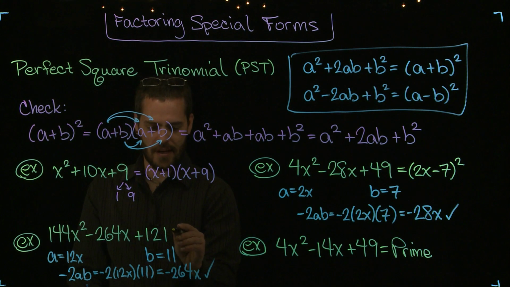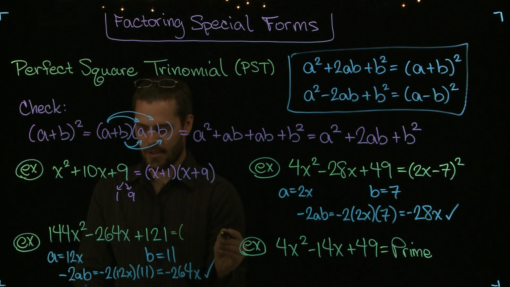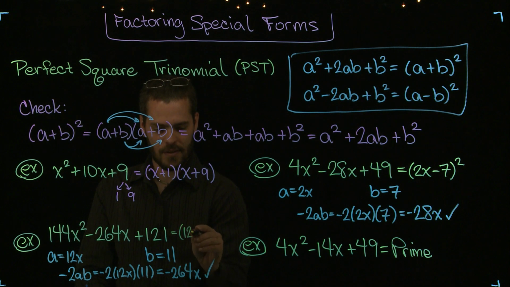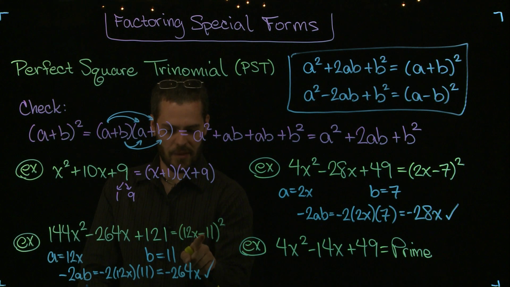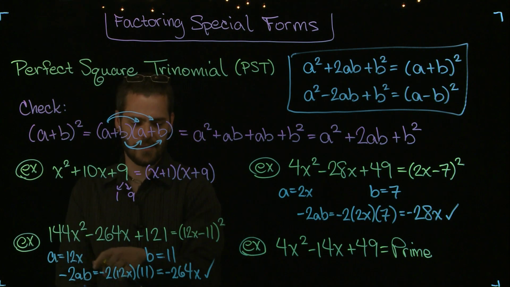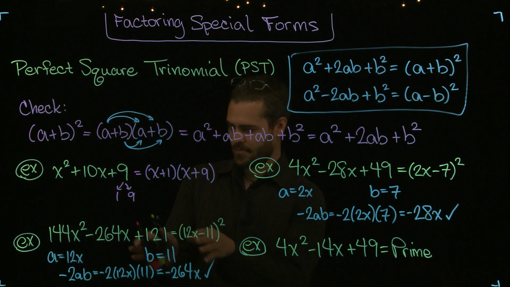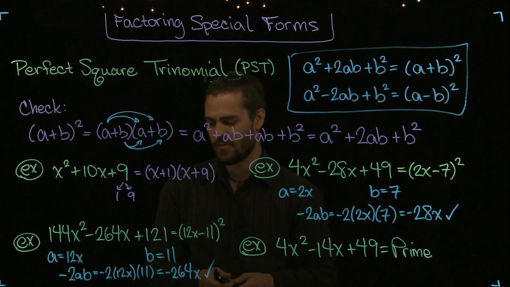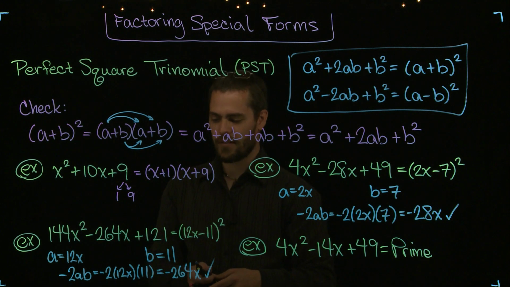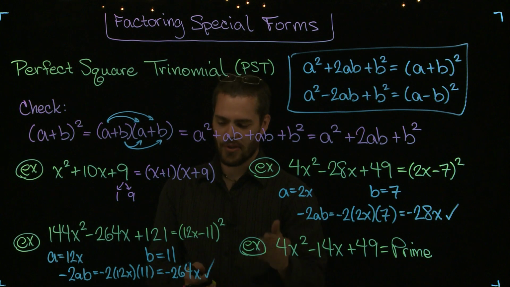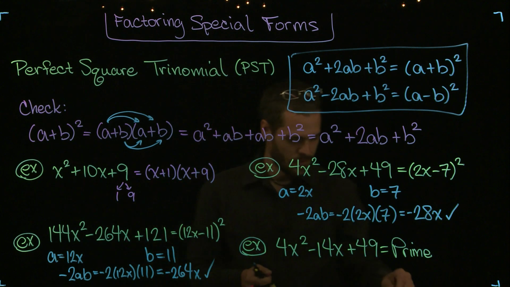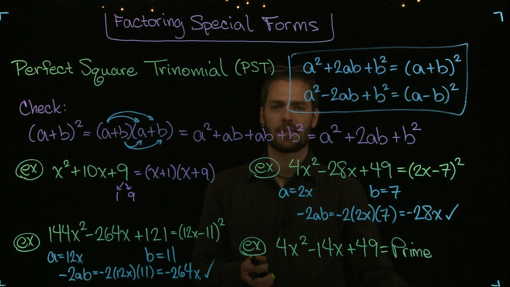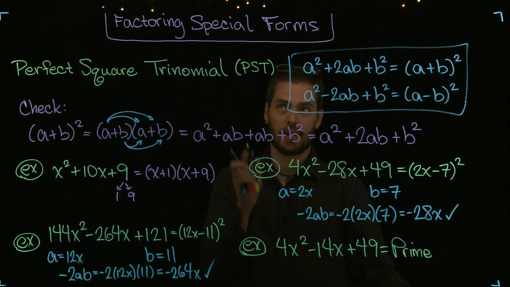And once you determine that, you can go straight to the solution here, which must be 12x minus 11 quantity squared. Again, that minus here is because we have a minus right there. So when you see things like that, that's perhaps the motivation for checking the perfect square trinomial as opposed to going through method 1, 2, or 3. So let me move on to the sum and difference of cubes, and then I think we'll be done with factoring special forms.